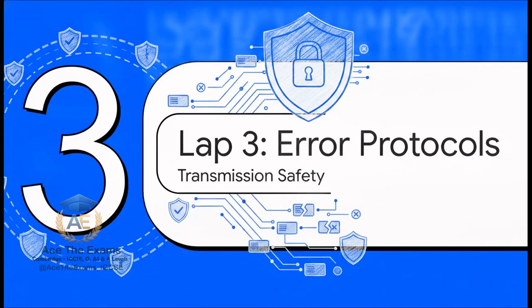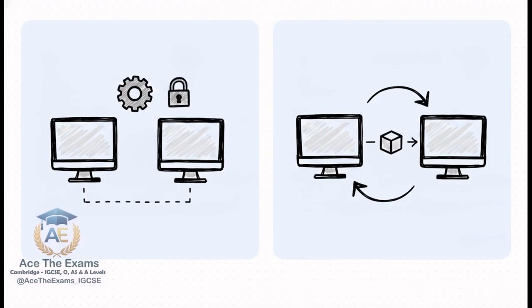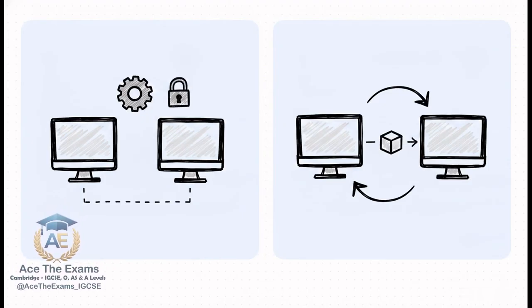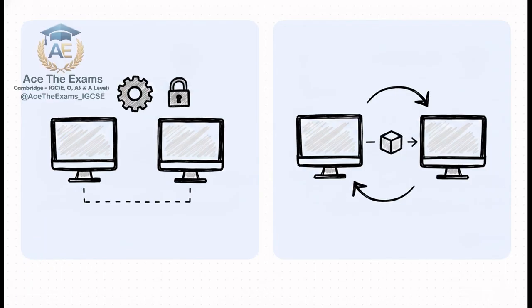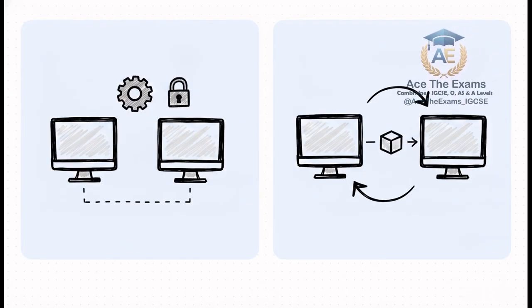Which brings us to Lap 3, Error Checking Protocols. Let's see how error checking builds a literal safety net around your data. This brilliantly illustrates the difference between two major protocols, so pay close attention here. On the left, we've got the checksum. This method relies on an agreed protocol that's determined prior to the data transfer.